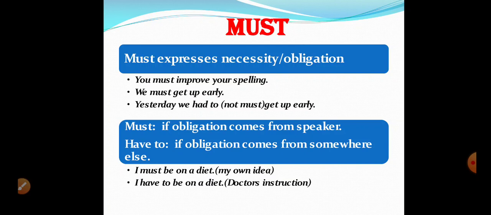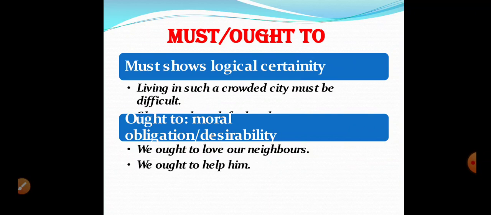But I have to be on a diet. Both sentences are correct. I have to be on a diet seems a compulsion because the doctor has instructed it. The obligation comes from somewhere else. But in the first case, it's my own idea. When the obligation comes from the speaker, when it's imposed by your own self, then you must use must. Otherwise, you should use have to. This is the slight difference. Similarly, we have must and ought to.